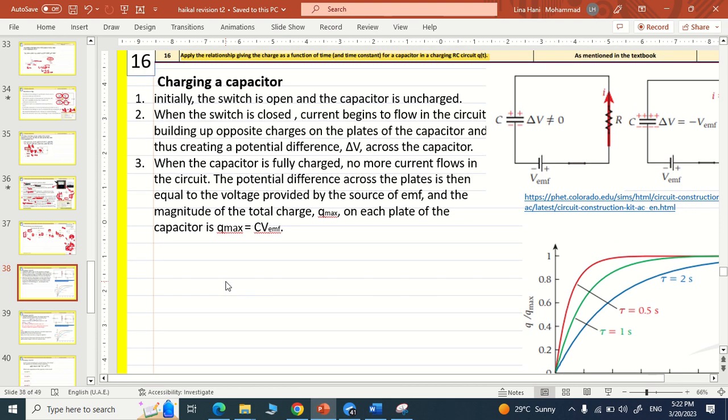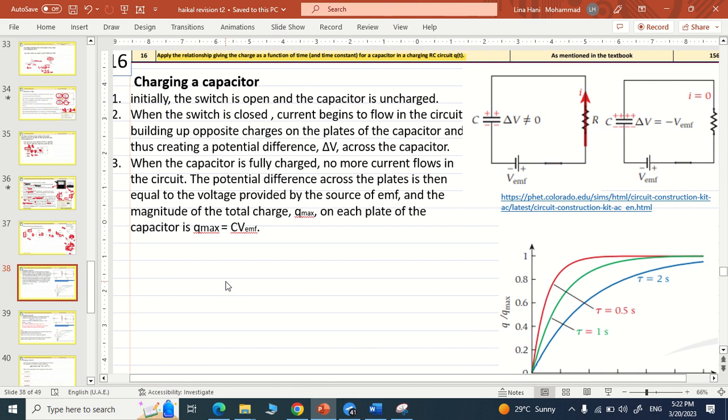So here we have 16. Apply the relationship giving the charge as a function of time and time constant for a capacitor in a charging RC circuit. You can read the information about charging a capacitor from the original lesson, but don't stop here. You need to study everything.